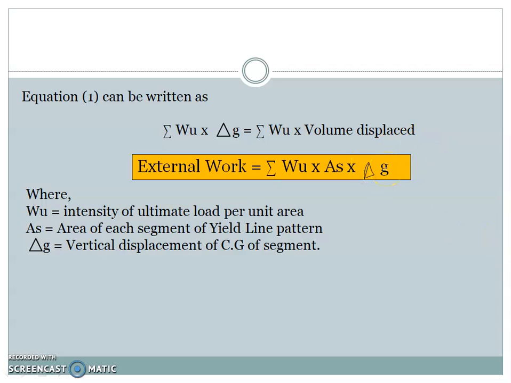Where W is intensity of ultimate load per unit area, AS is area of each segment of yield line pattern, and delta G is vertical displacement of CG of segment. This is very simple. You have already learnt the virtual work method in many concepts. We use this virtual work method to derive many other things. So it is not only one of the methods used for yield line analysis, but a general methodology used to calculate the internal work done and external work done.